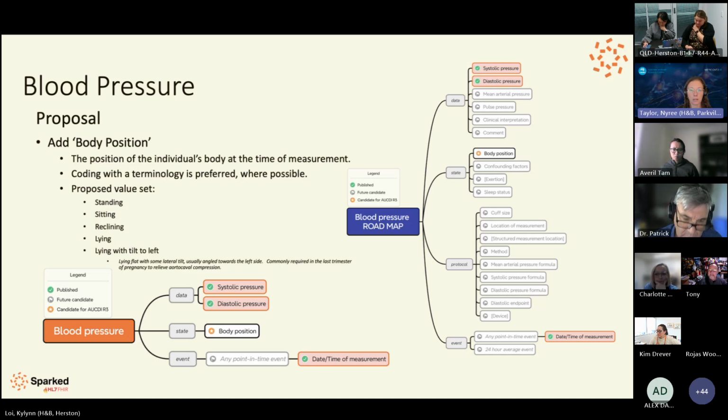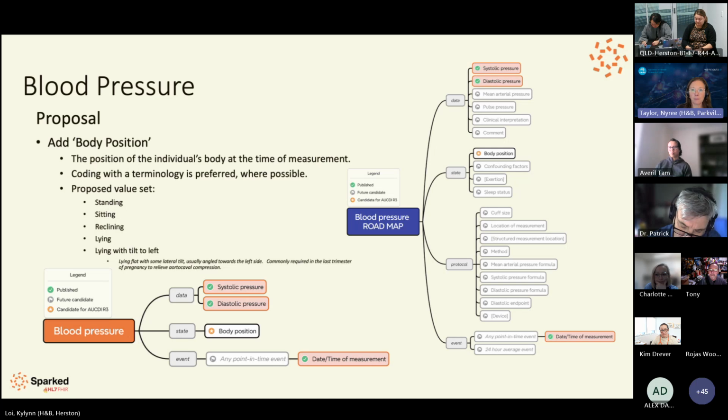And what we're trying to chase there is things like, was the person standing, sitting, reclining, lying down, or lying with a tilt to the left? In that case, it might be for someone who's pregnant or in the last trimester of pregnancy where they were wanting to relieve that arteriocaval compression.